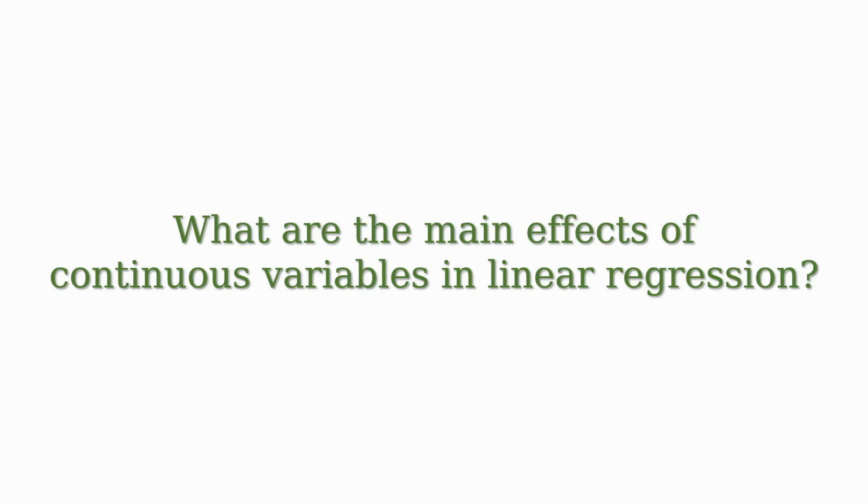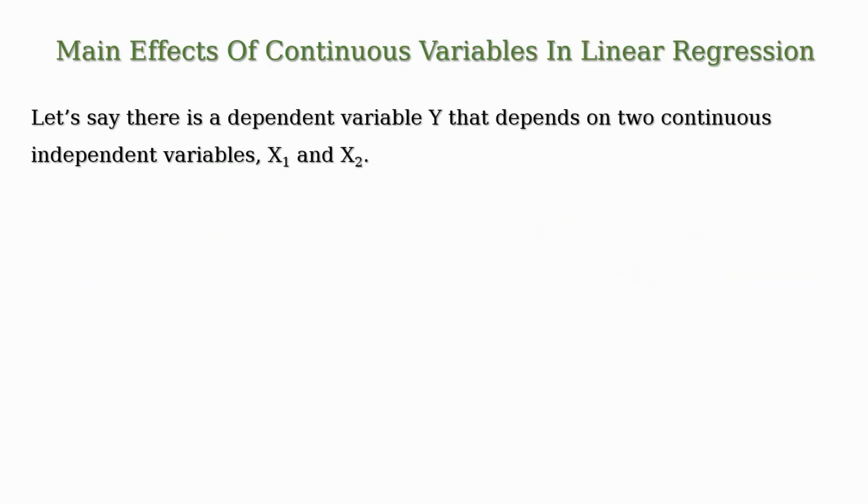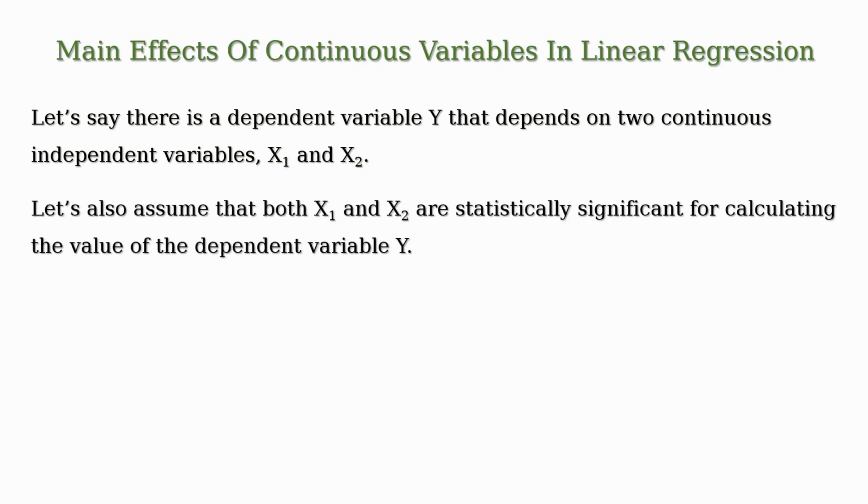In this video, we will discuss what the main effects of continuous variables are in linear regression. Let's say there is a dependent variable y that depends on two continuous independent variables x1 and x2. Let's also assume that both x1 and x2 are statistically significant for calculating the value of the dependent variable y.